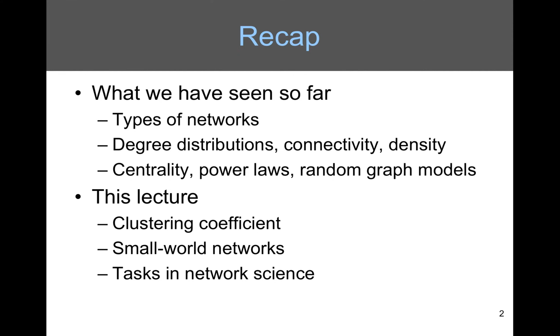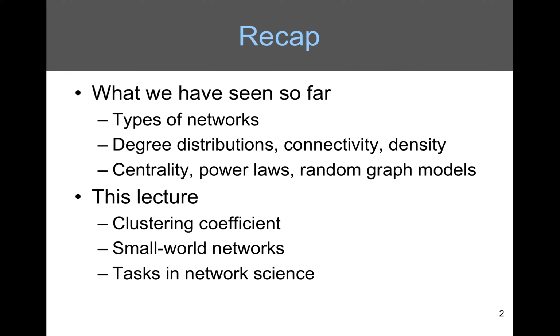So, first, to recap what we know so far, we've talked about different types of networks. We've talked about different ways to characterize the networks. This includes degrees, degree distributions, the connectivity of networks, the density of networks. We also talked about notions like centrality measures, the power law behavior of degree distributions, and we gave you two random graph models, the Erdős-Rényi model and the preferential attachment model, to simulate networks such that they exhibit properties that you might see in real life.